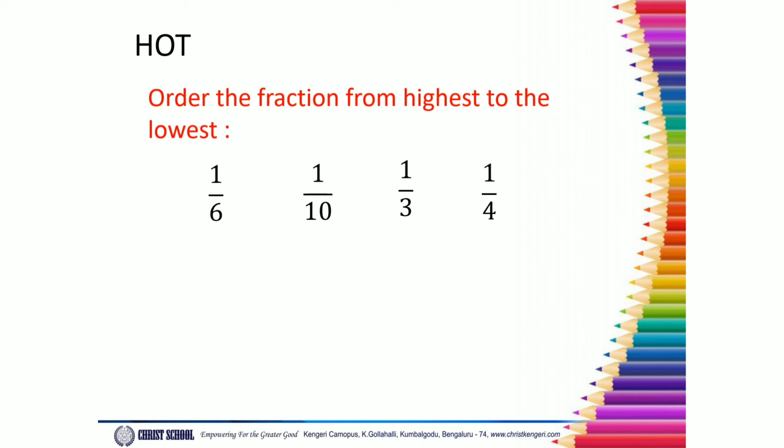Got it? But which will be the highest? The fraction with the denominator having the lowest value will be the highest fraction. Here the lowest value is what? 3. So 1/3 will be the highest fraction. Next, 1/4. Next, 1/6. Next, 1/10. So these fractions are arranged from highest to lowest.